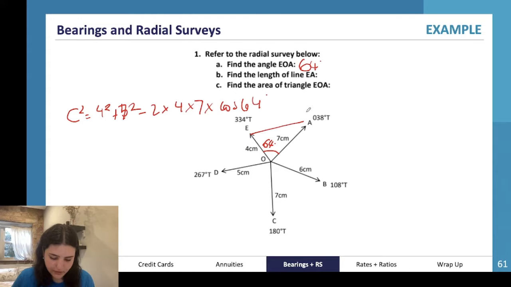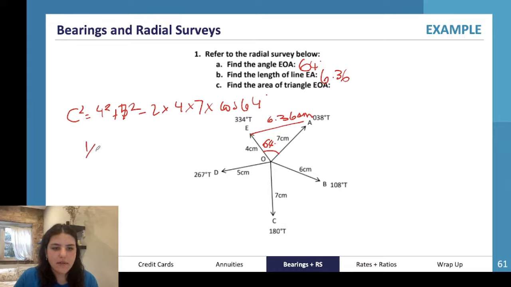Make sure you square root. Now the answer should be 6.36 centimeters. Find the area of triangle EOA.